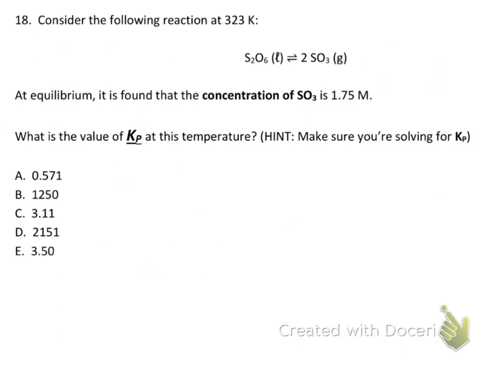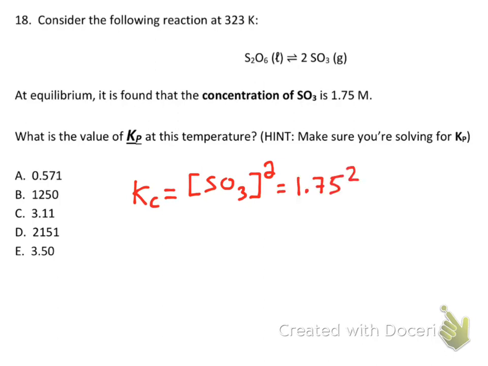In this reaction, we're given the equilibrium concentration of SO3, and we're trying to find Kp, and ooh, notice that Kp is bolded and underlined, and then it says, hint, make sure you're solving for Kp. That feels notable. Alright, so first let's come up with an expression for Kc. Kc is going to be equal to the concentration of our products, SO3, to the respective coefficient, which is squared, over reactants, but hey, this is a liquid, so it's not going to factor in.